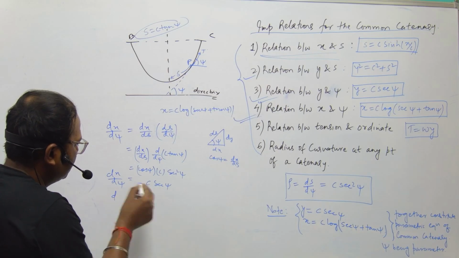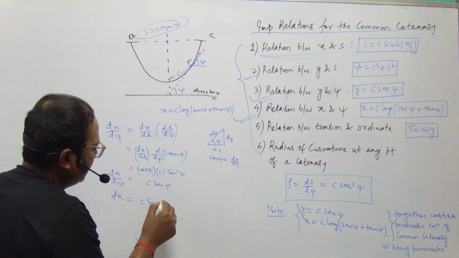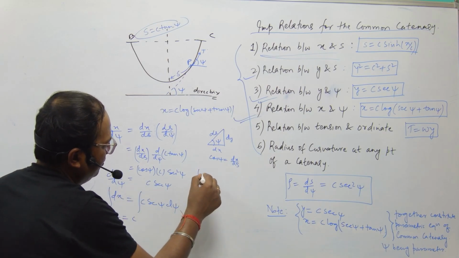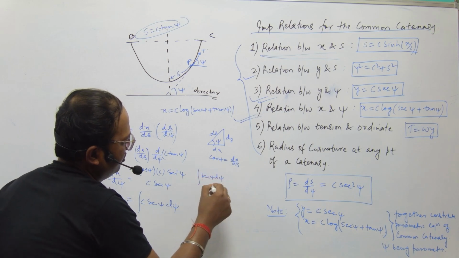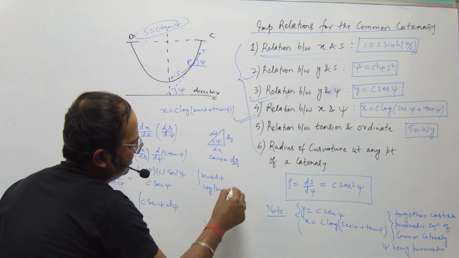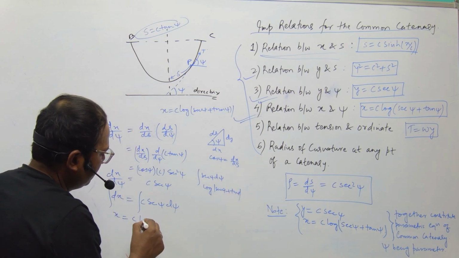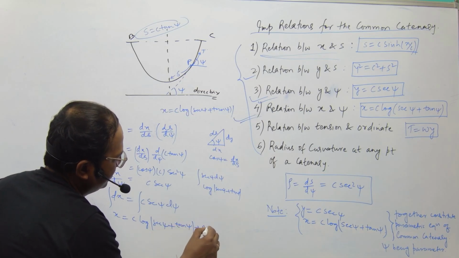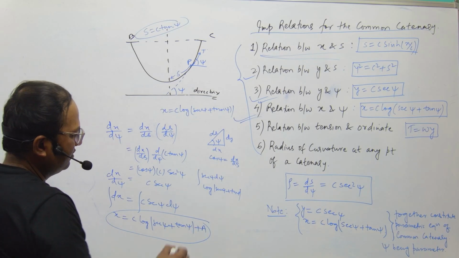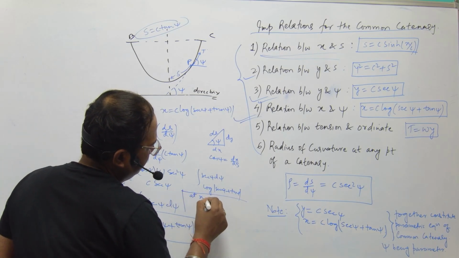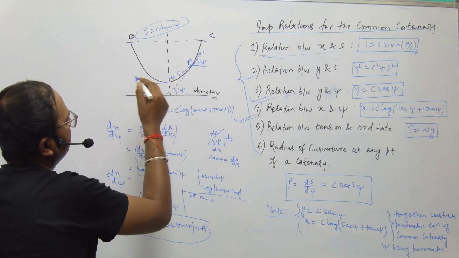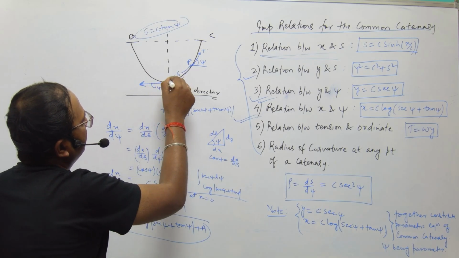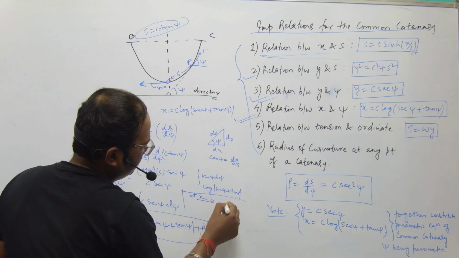Let us integrate this. So dx is equal to c times sec psi d psi. Integrating, x is equal to c times the integration of sec psi d psi, which is log of (sec psi plus tan psi). So this is equal to c times log of (sec psi plus tan psi) plus a constant of integration. At x equal to 0, the tangent at this point is in the horizontal direction, so psi is equal to 0. So at x equal to 0, psi is equal to 0.